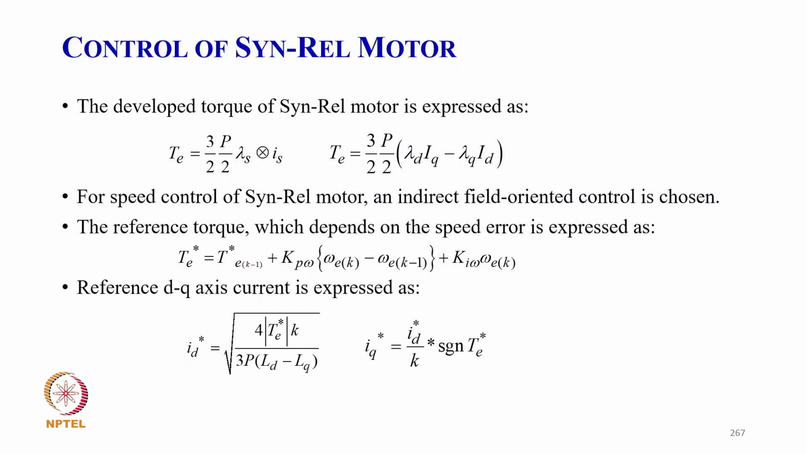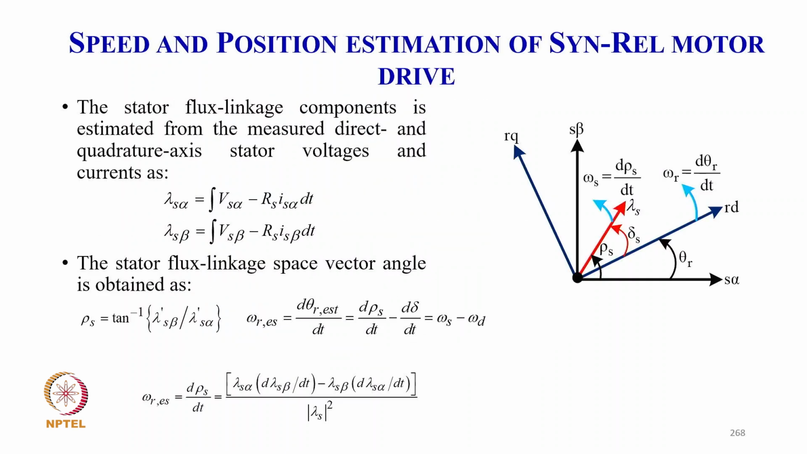Developed torque is T equal to 3 by 2 P by 2 lambda I star. That becomes T equal to 3 by 2 P by 2 (lambda_D I_Q minus lambda_Q I_D). And for speed control of the synchronous reluctance motor, indirect field oriented control is chosen. The reference torque depends on the speed controller, so the torque reference is estimated from the speed controller. The reference I_D, I_Q are calculated from these relations: I_D star equals under root of 4T K upon 3P (L_D minus L_Q), and I_Q star is I_D star upon K into sine of theta star.